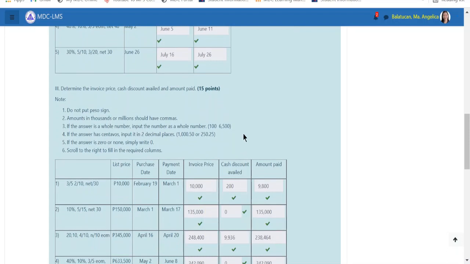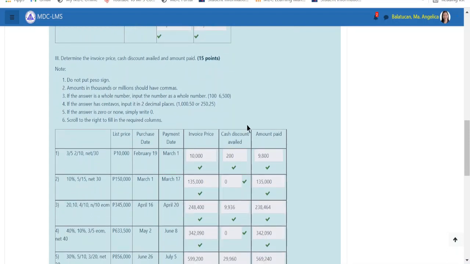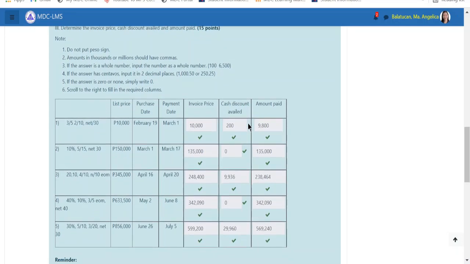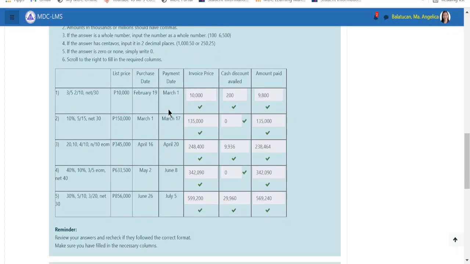Okay, next, determine the invoice price, cash discount availed, and the amount paid. Okay, so we have instructions here on how to answer the questions. So we have the first item. What would be the invoice price? Since there's no trade discount here, our list price would be the invoice price.